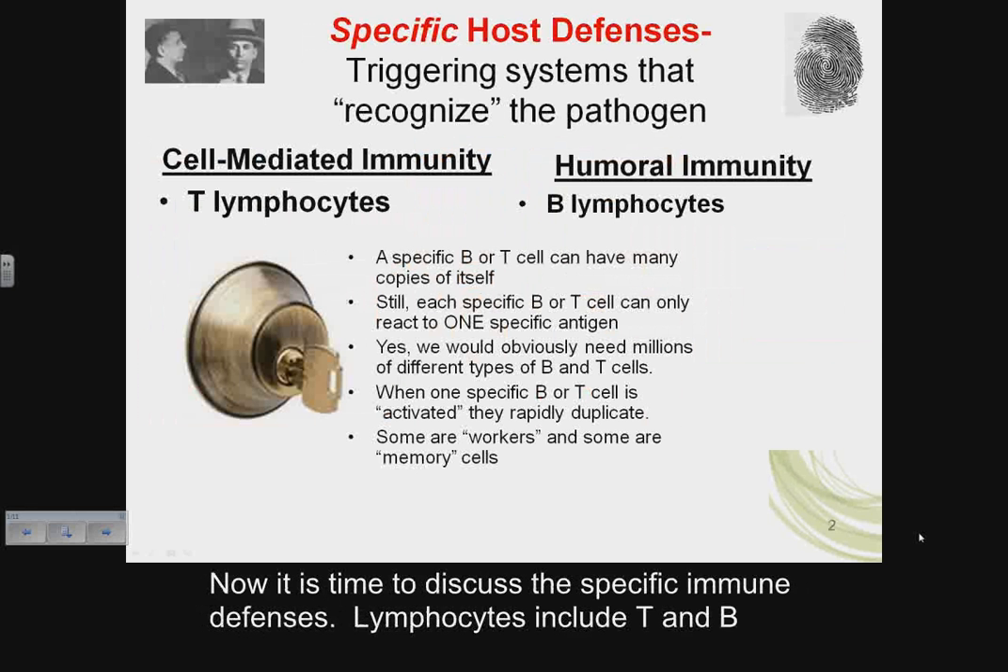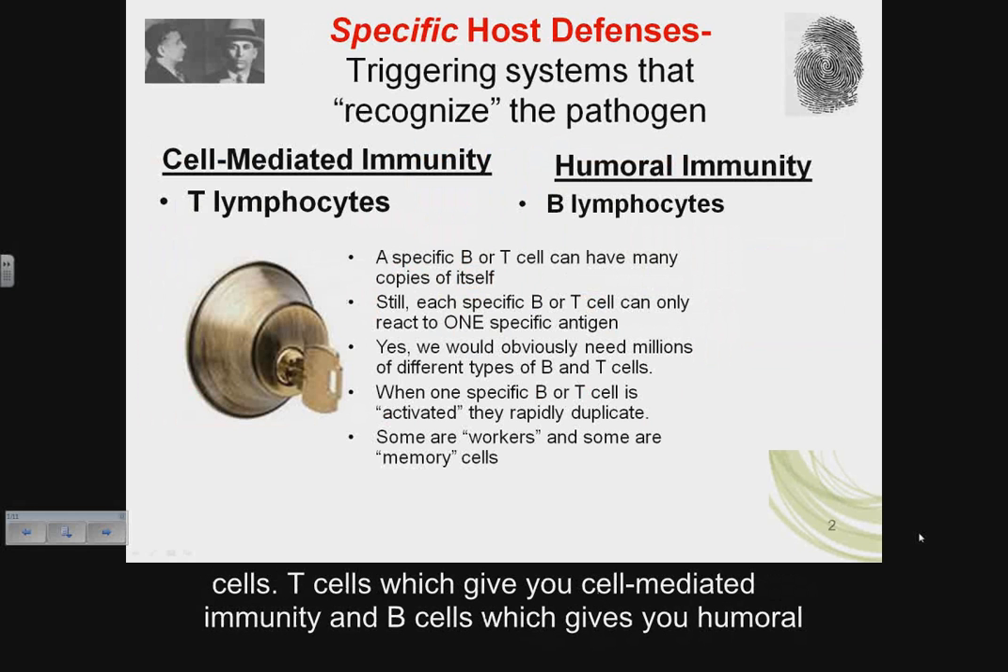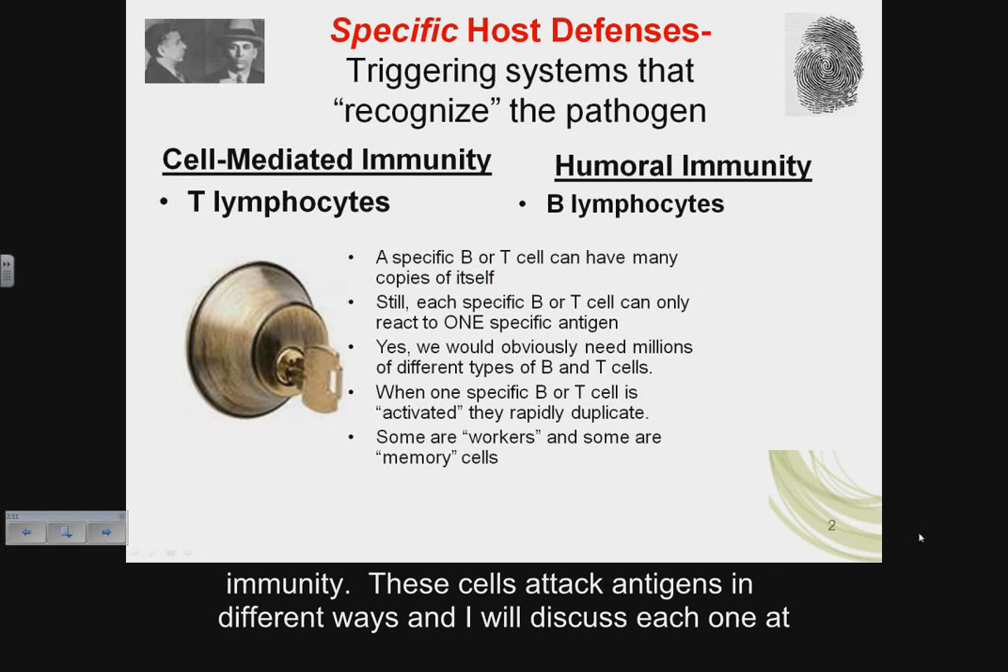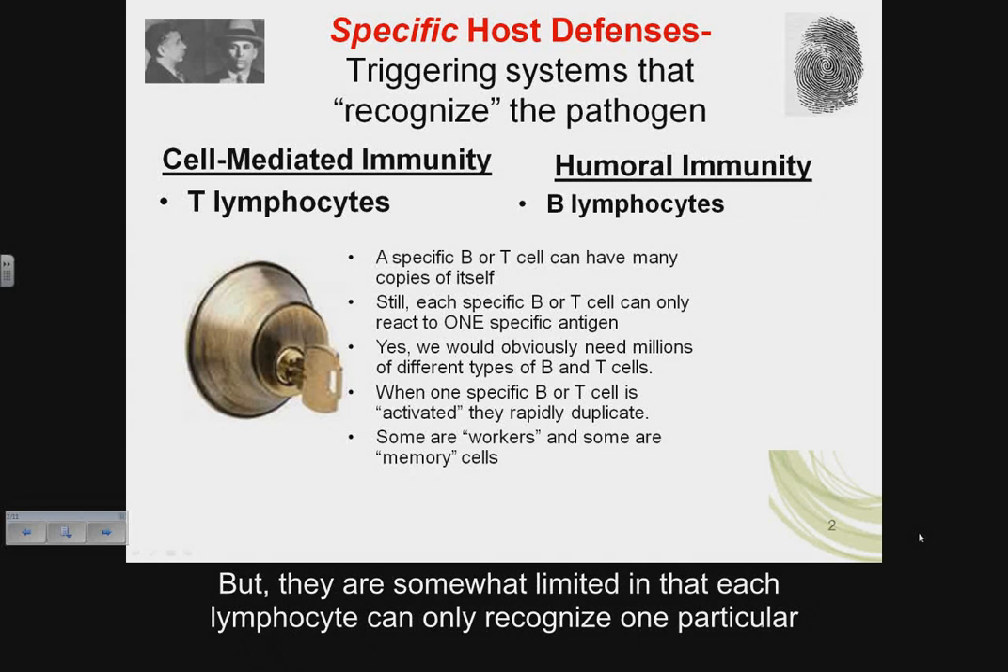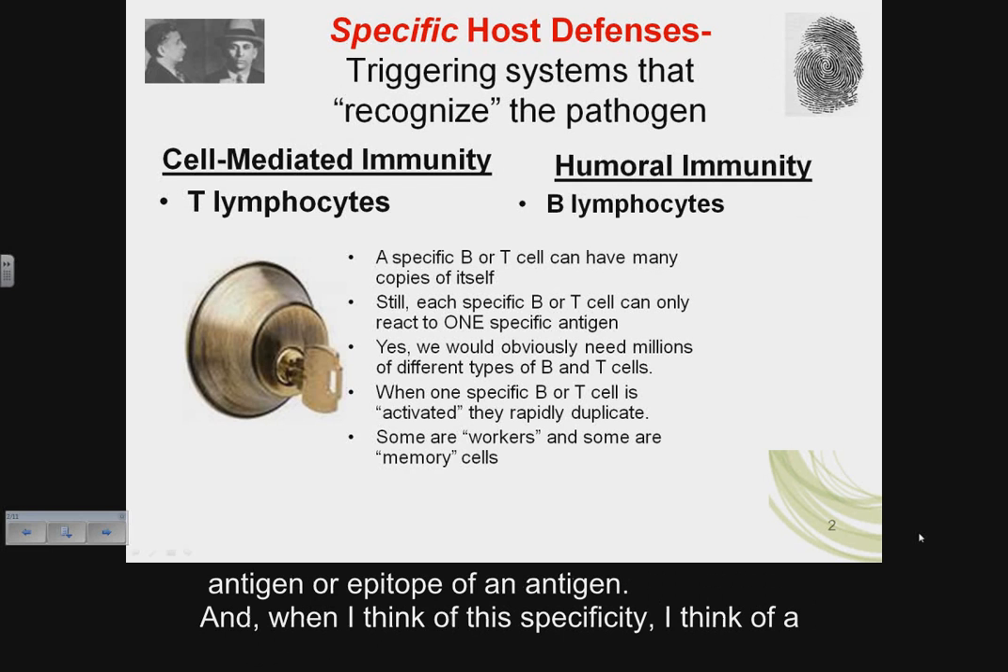Now it is time to discuss the specific immune defenses. Lymphocytes include T and B cells. T cells, which give you cell-mediated immunity, and B cells, which give you humoral immunity. These cells attack antigens in different ways, and I will discuss each one at length in the following slides. Together, these cells recognize specific antigens, but they are somewhat limited in that each lymphocyte can only recognize one particular antigen or epitope of an antigen.